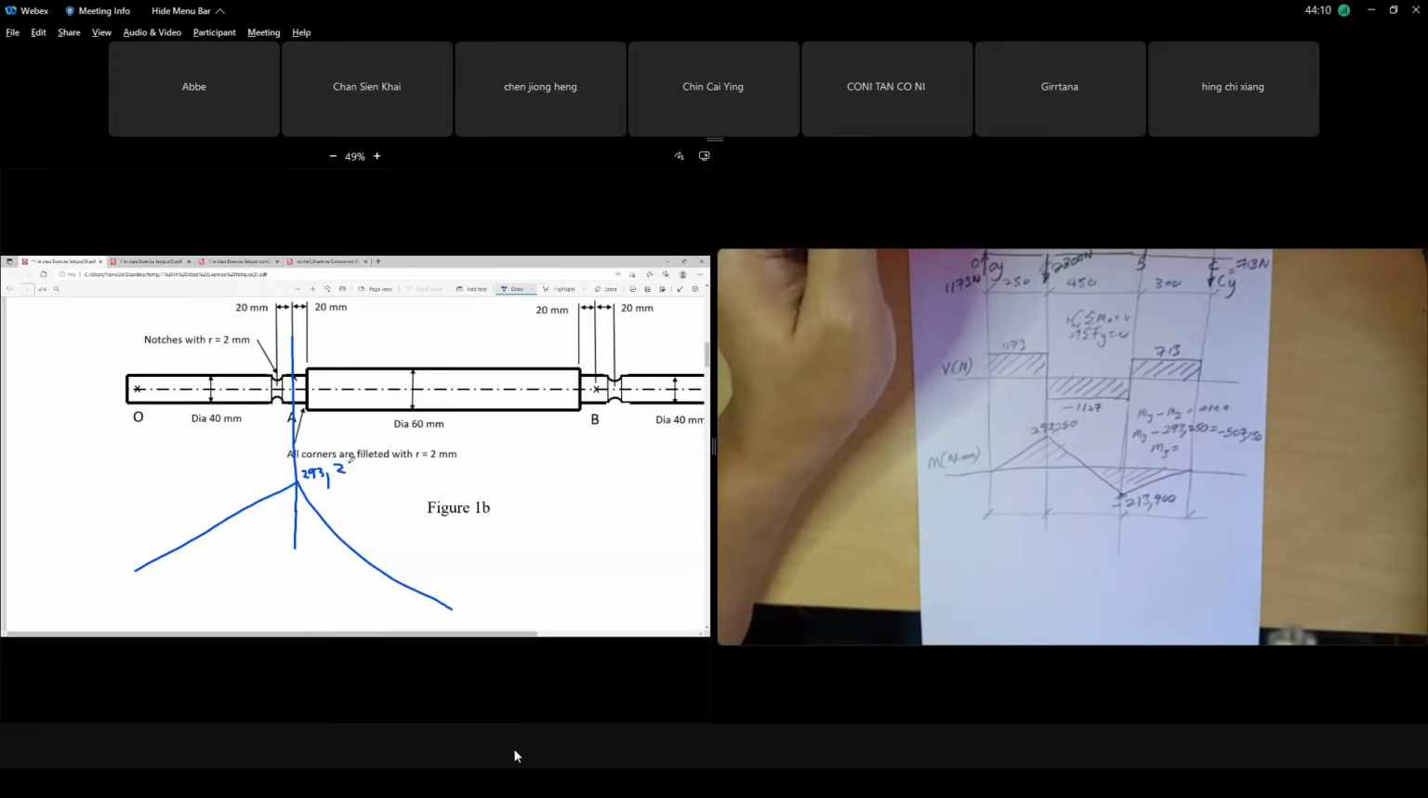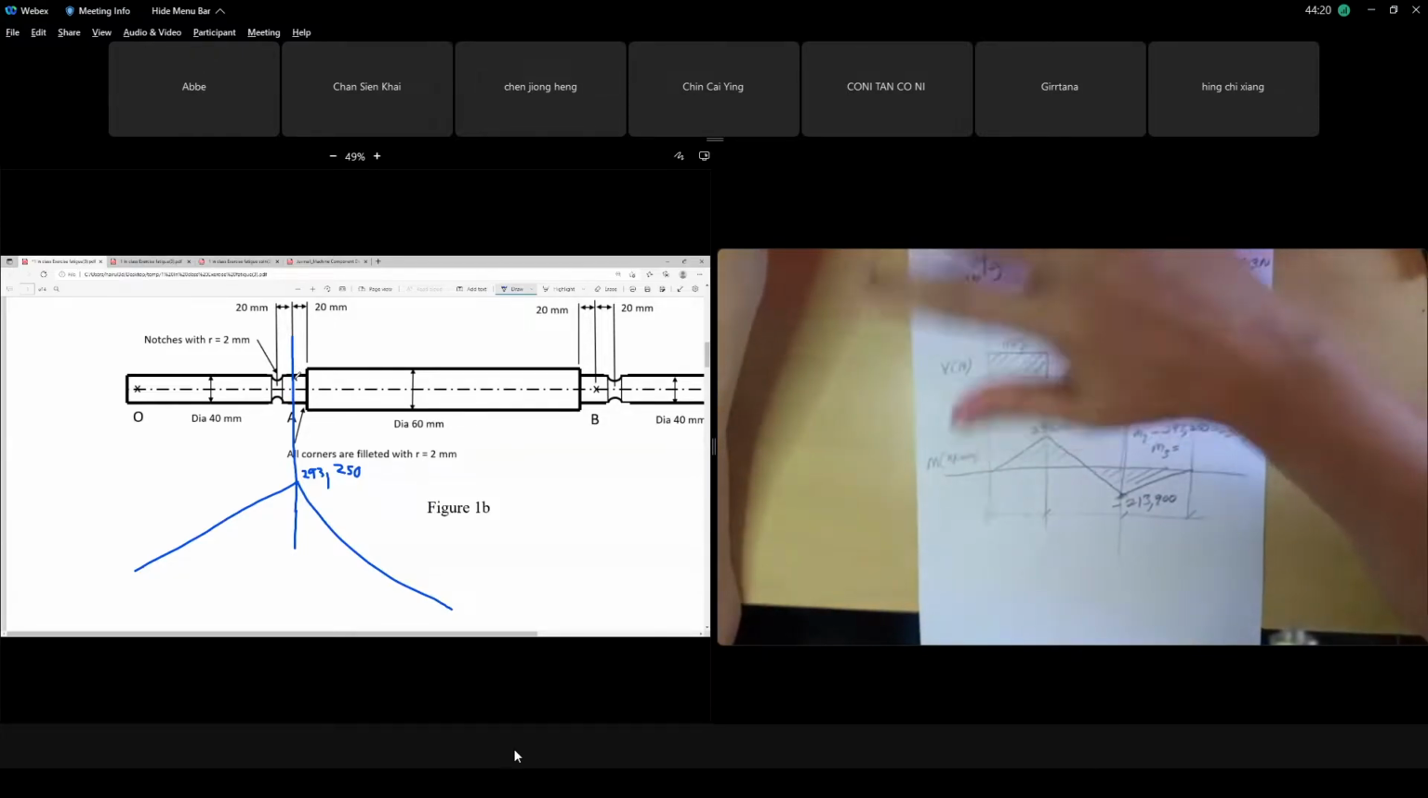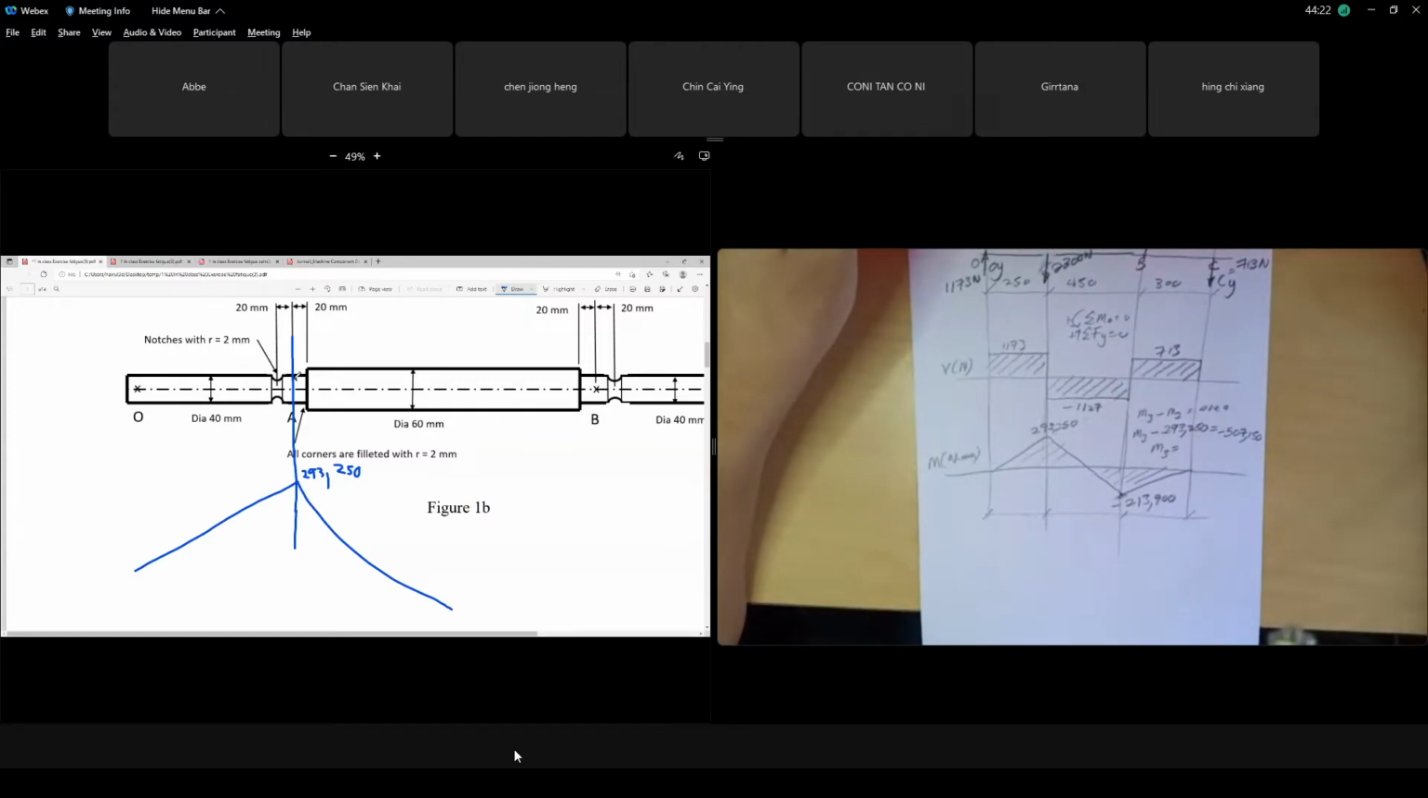Tetapi ada groove tak at this? Betul-betul at my line. Ada groove tak dia? Ada stress concentration tak? Kelas. Are you with me or not? Kelas. Hello kelas. Tak.